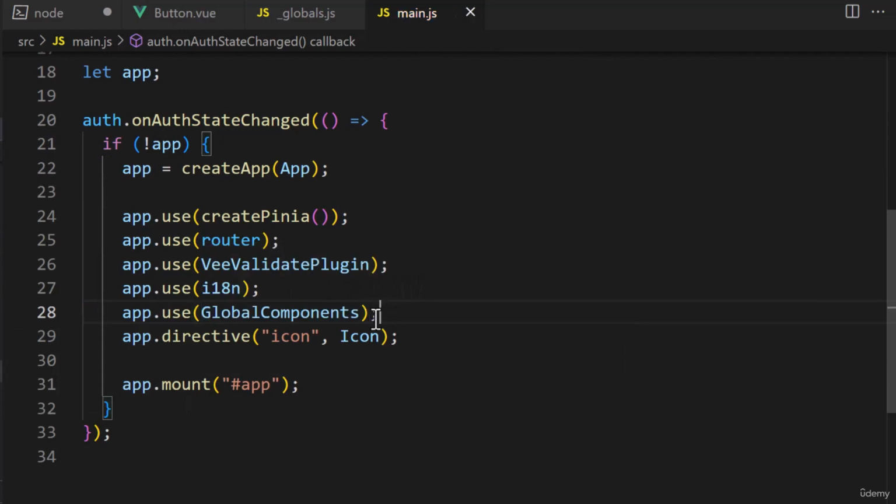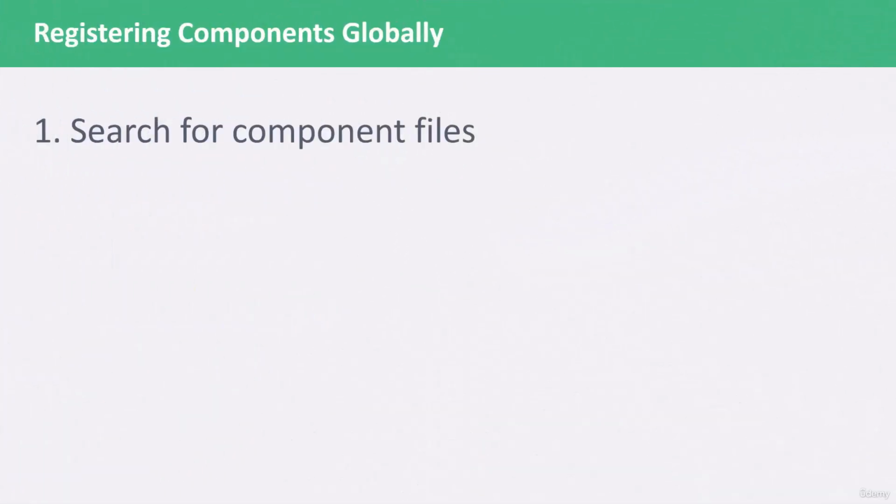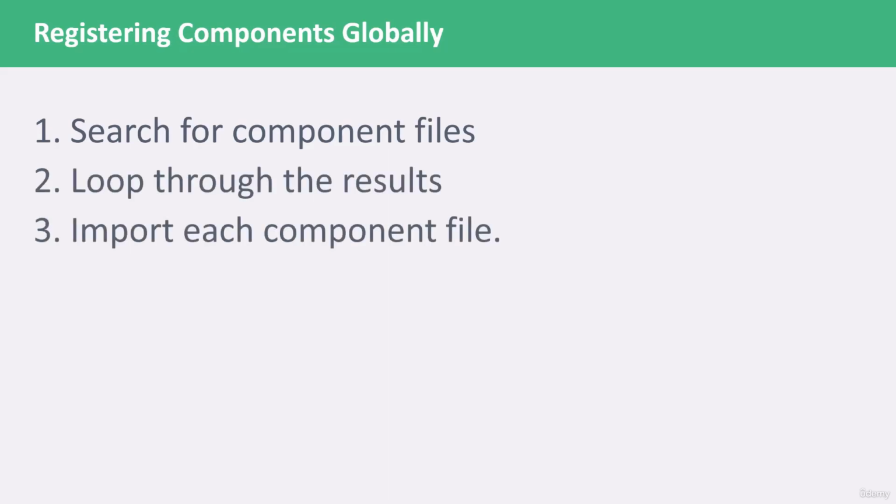Let's review what we'll be doing in order to get components registered globally. The first step is to search for the global component files. We don't know how many components we'll have. The point of automating the process is so that we can register components globally without having to update any additional files. Once we've found the component files, we'll begin looping through them. With every iteration, we'll import the component. There isn't a way to automatically import a group of components. We have to do it one by one.